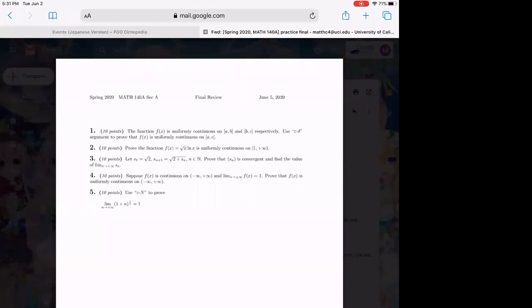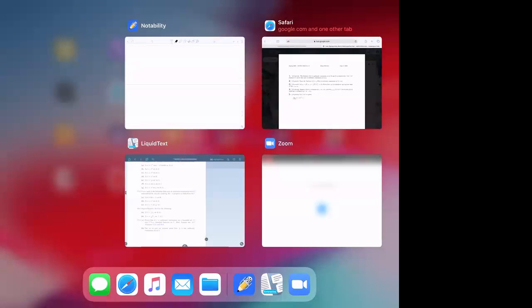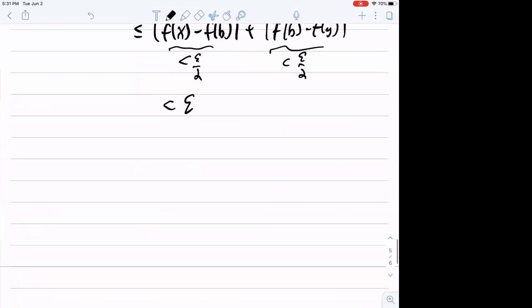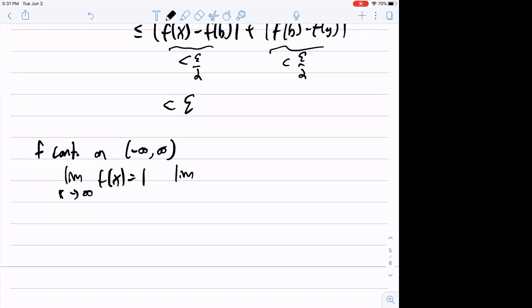So suppose f of x is continuous on negative infinity to infinity and the limit as x goes to plus or minus infinity of f of x is 1. Prove f is uniformly continuous on negative infinity to infinity. So this just means this, I think. I think that's what she meant when she puts plus minus.